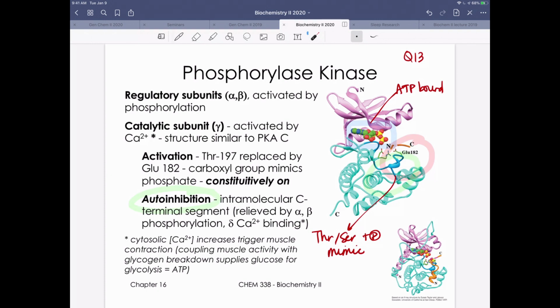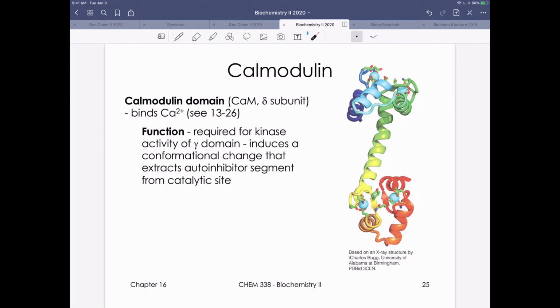So those are some structural things to think about with phosphorylase kinase. Not too much to say about calmodulin. Again, this is the calcium binding domain, the fourth piece in that tetrameric phosphorylase kinase protein. It binds calcium, and it's interesting that it undergoes large conformational changes when it binds calcium. So it really helps change and shift the shape of phosphorylase kinase to make that gamma subunit active.